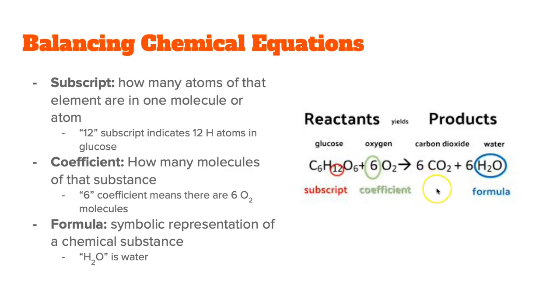So this formula, C6H12O6 for glucose, O2 for oxygen, CO2 for carbon dioxide, H2O for water, is a symbolic representation of a chemical substance, so one molecule of that substance.